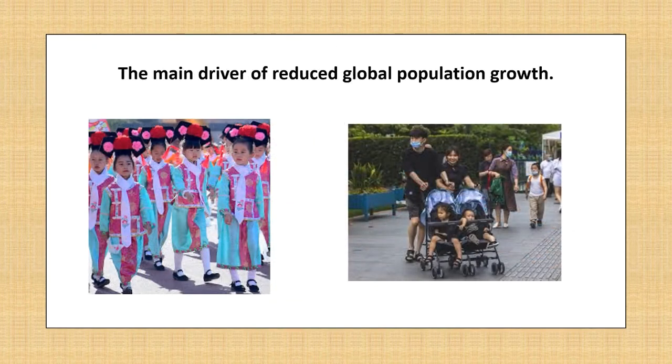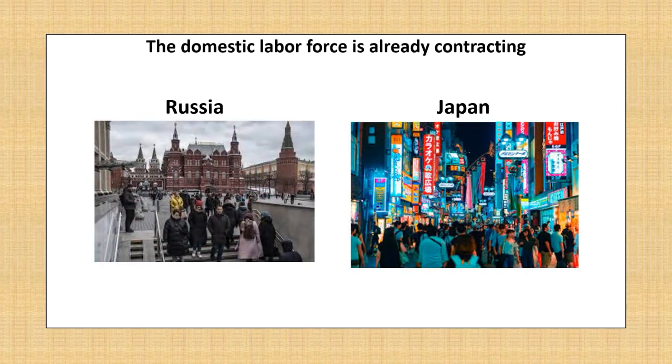The shrinking number of children per family is the main driver of the reduced global population growth. At first, this will mean smaller cohorts of preschool and school children. Eventually, the size of the working age population will start to shrink. In Japan and Russia, the domestic labor force is already contracting.